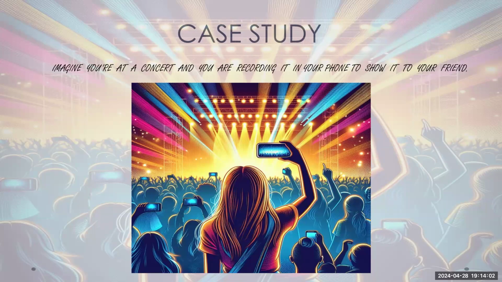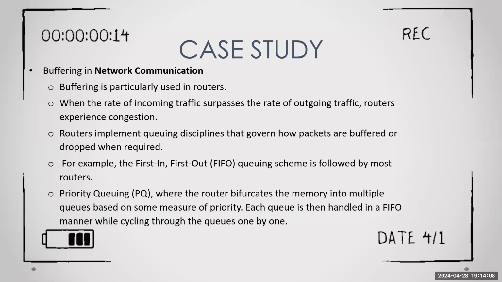Now the band is playing continuously, but your phone can save only a certain amount of music at a time, right? So this is where buffering comes in. In network communication, particularly in routers, let's say the concert itself, in our analogy, is behaving like the internet, the band's music is the data, and the phone is your router.